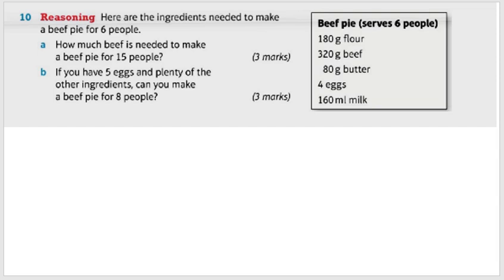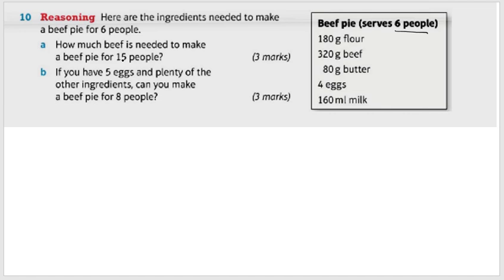Okay, now let us see this word problem under rate and proportion. It says here are the ingredients needed to make a beef pie for 6 people. So how much beef is needed to make a beef pie for 15 people? First of all, it's mentioned here for 6 people the ingredients are flour, beef, butter, eggs and milk. How much is needed is already mentioned here.